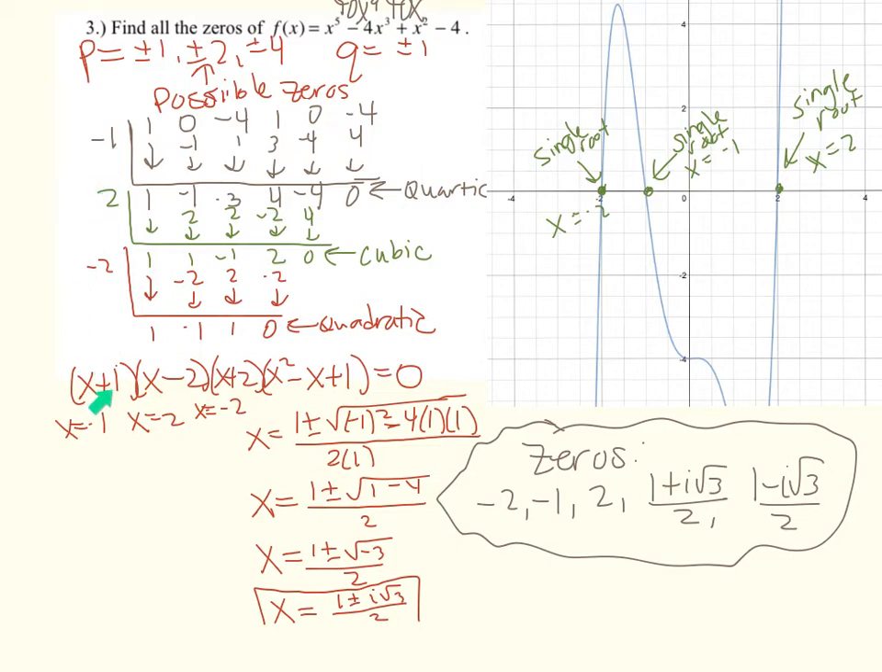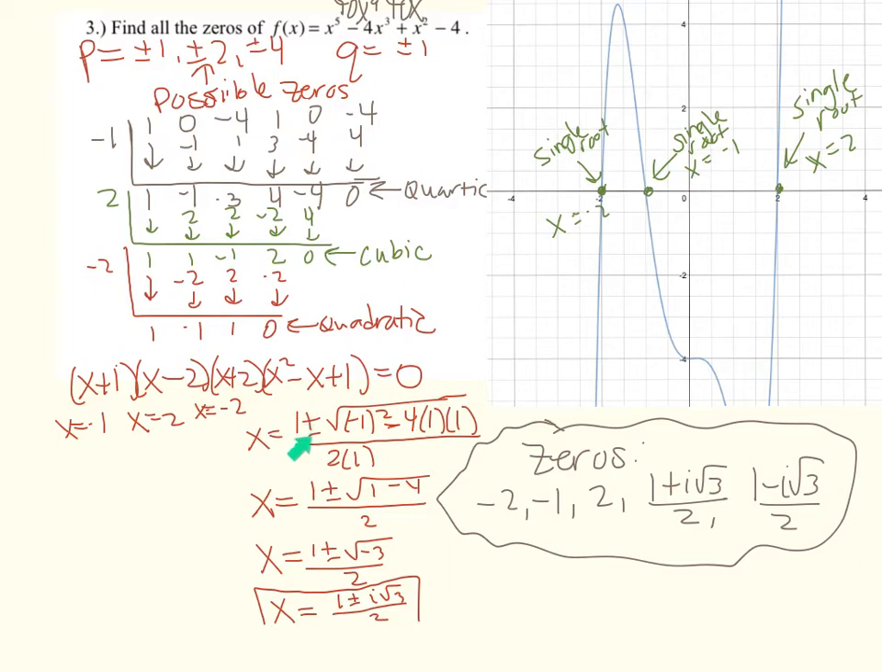So this one gives me x plus 1, this one gives me x minus 2, this one gives me x plus 2, and this gives me x squared minus x plus 1. So these 3 with zero product property, quick and easy since they're linear. This one can't be factored, so I have to do quadratic formula.